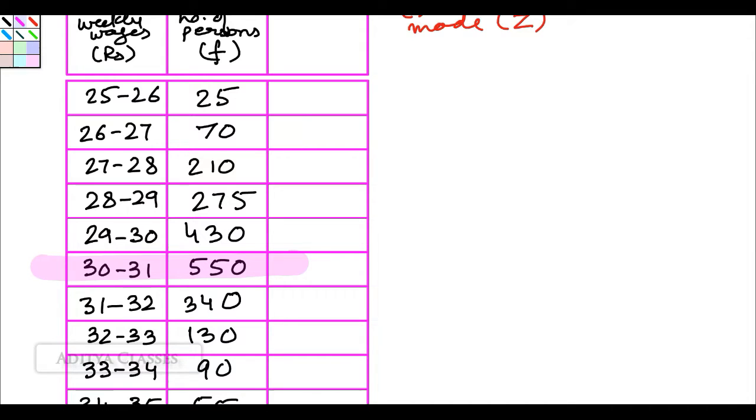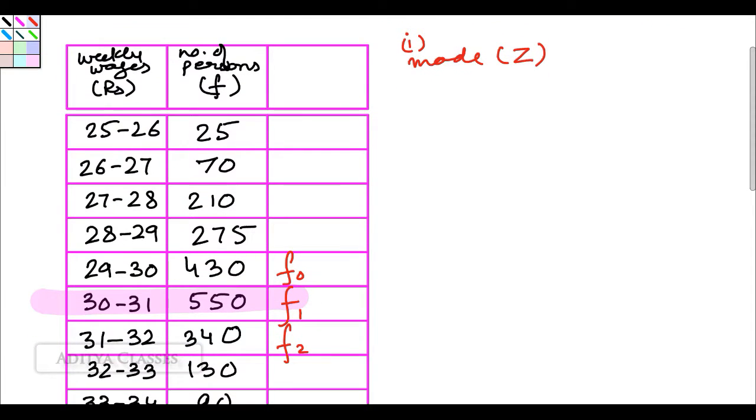And this frequency, the frequency prior and the frequency next to it, these become very important frequencies. This one, the modal frequency itself, and the next one, let us call them F0, F1 and F2. Alright, now let us go ahead and find the mode.